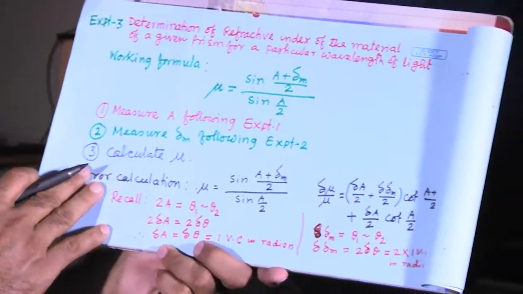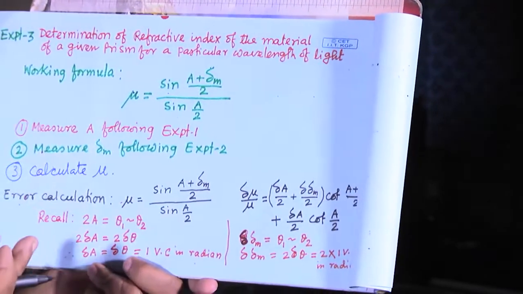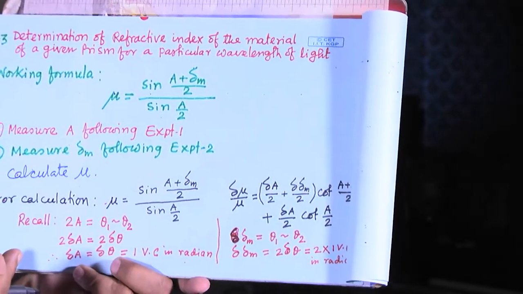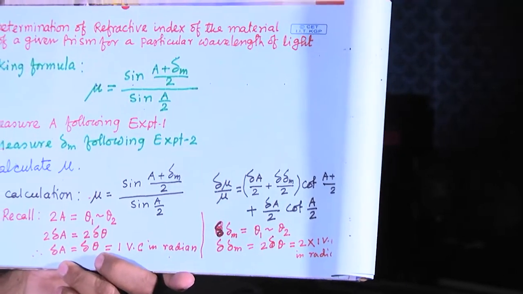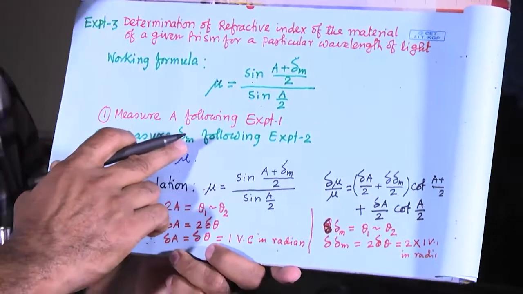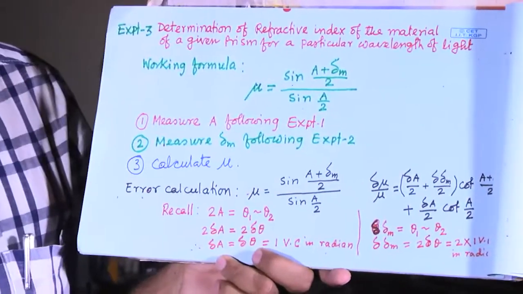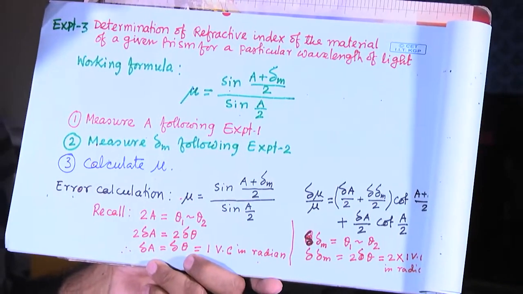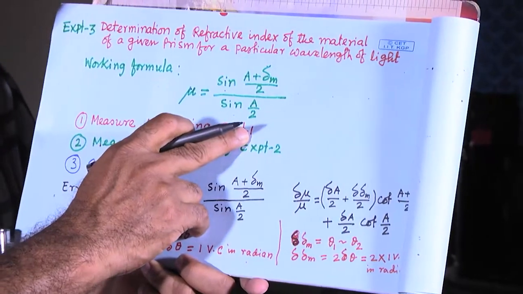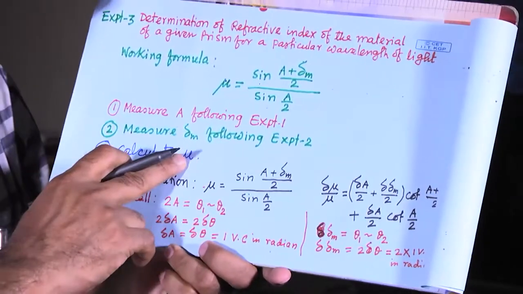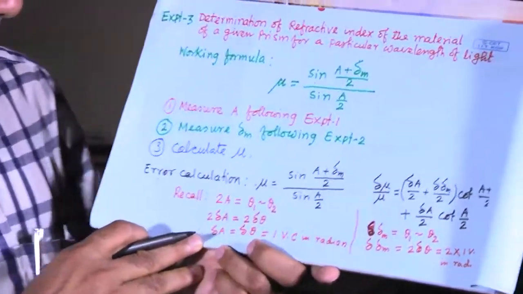So measure A following experiment 1, we have already done that experiment, you have the data, or do it. Measure the angle of minimum deviation following experiment 2, which I just described. Then use these to calculate mu, and that will be your refractive index.